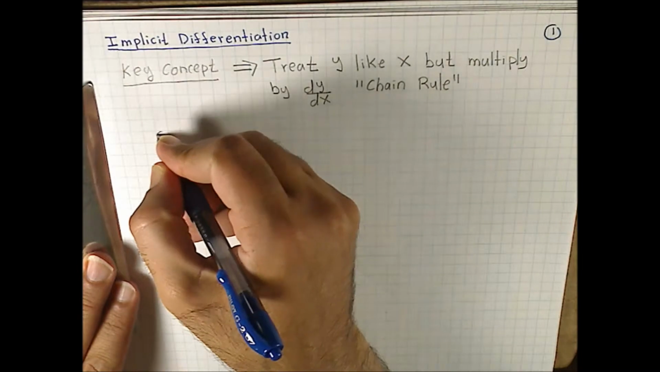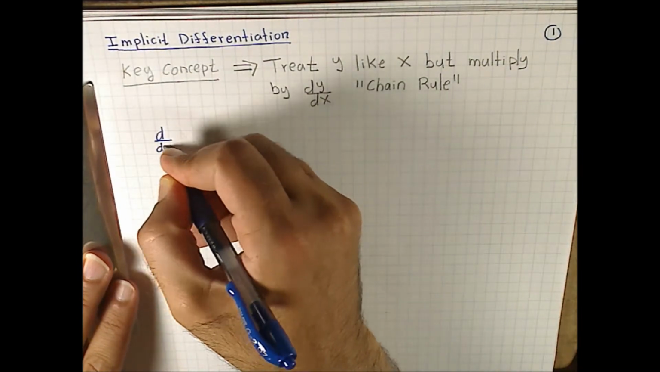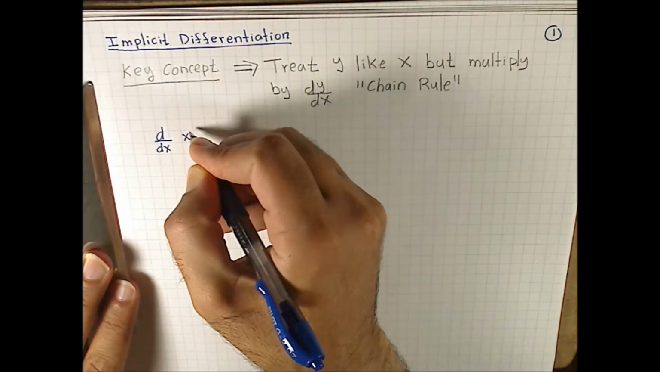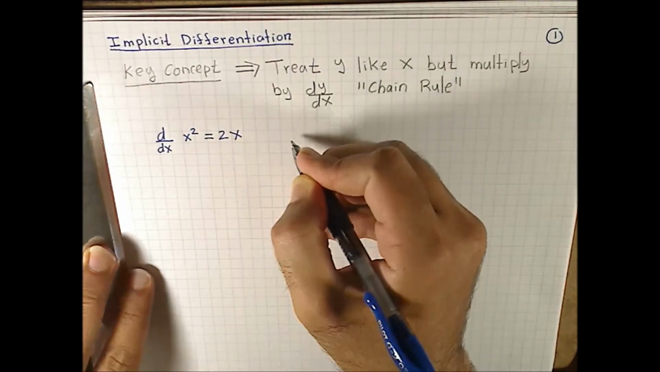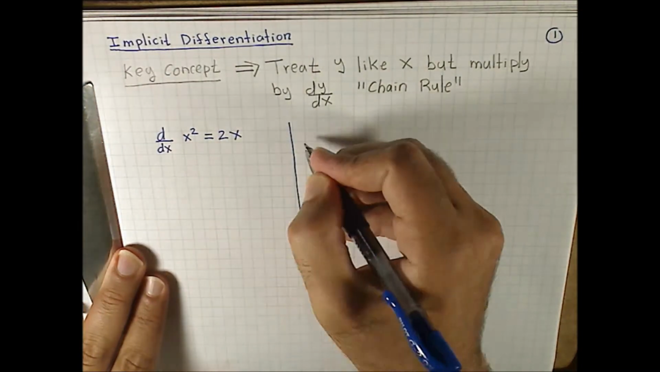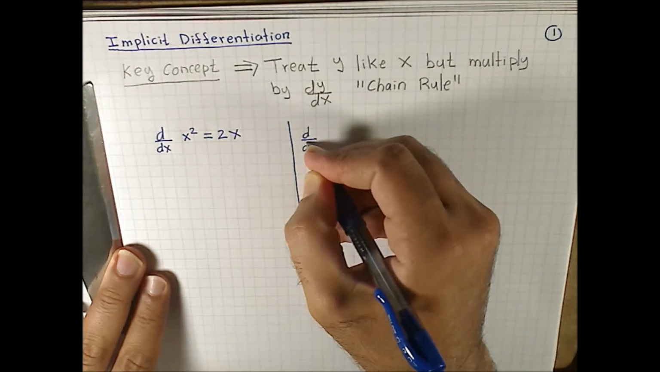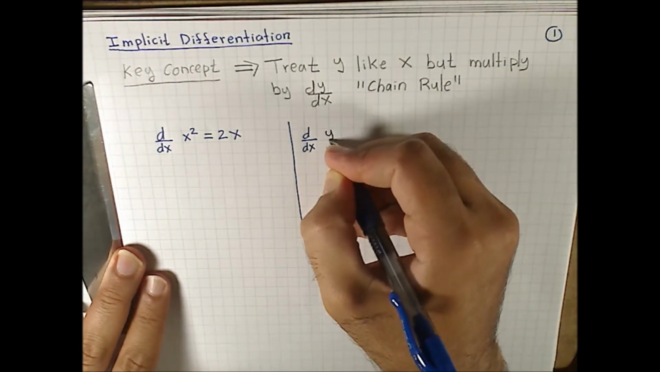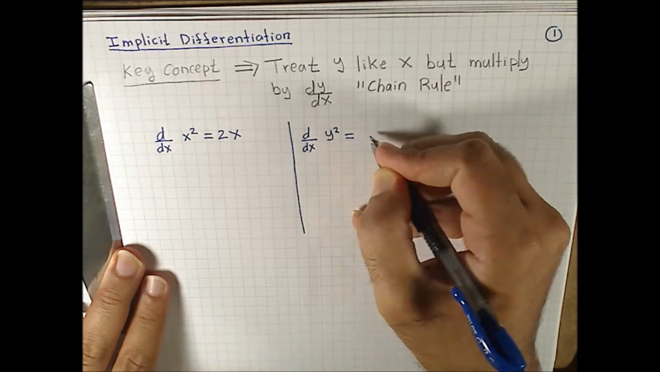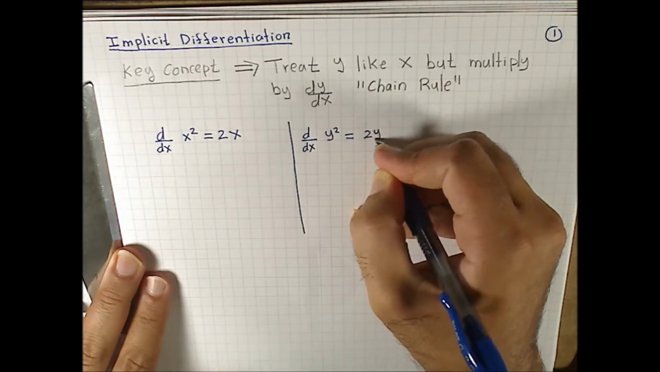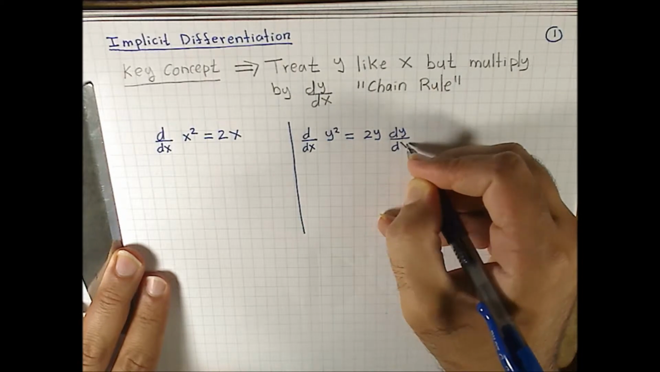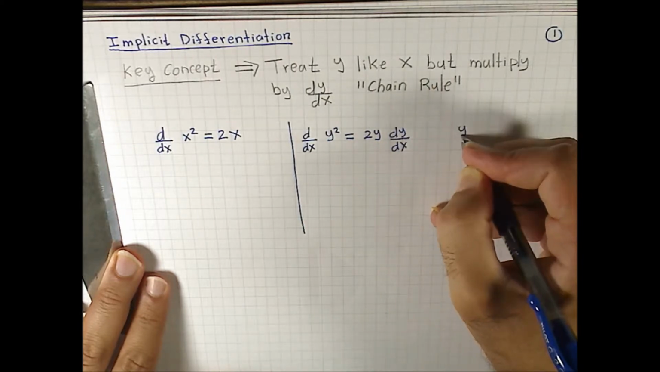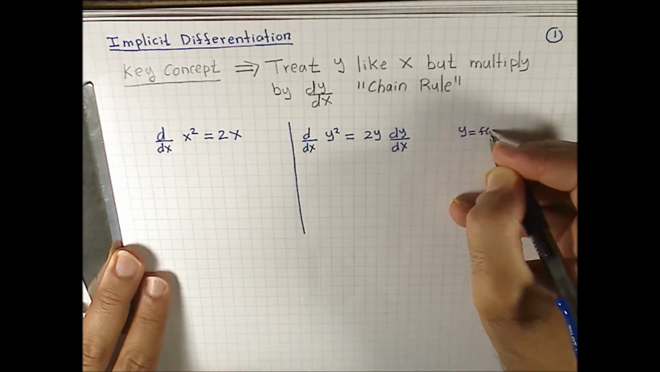We have d/dx of x squared is equal to 2x. However, d/dx of y squared is, applying the power rule, 2y dy/dx. That's because of the chain rule, because we assume that y is a function of x.